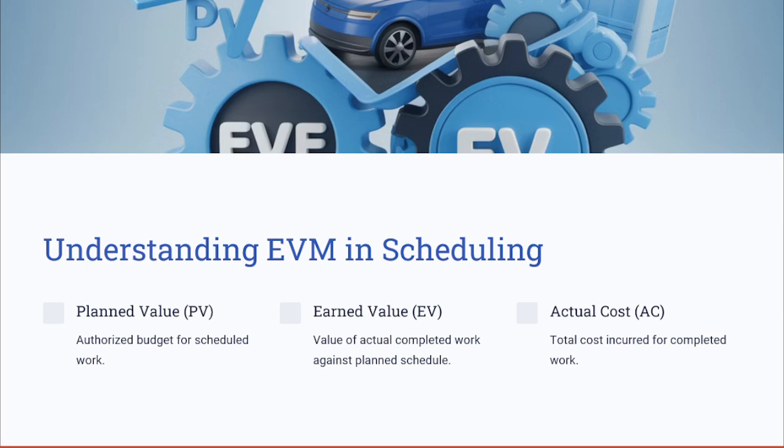Let's now understand these key concepts of EVM on scheduling. The key components of EVM scheduling include the PV, or the planned value, which you can consider the authorized budget for scheduled work. Also, you have the earned value, or EV, which is the value of actual completed work against the planned schedule. And the actual cost, the AC, is the total cost spent for the completed work.